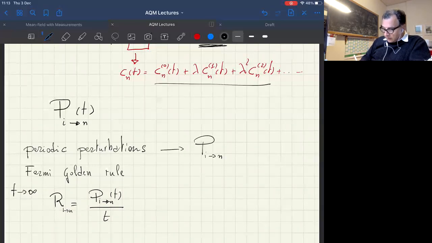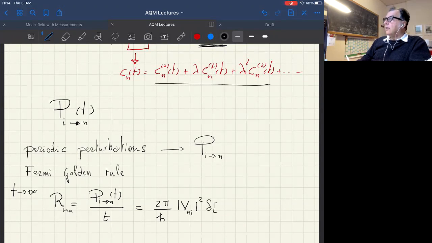And what we found was what is known as the Fermi golden rule, which says that this transition rate is nothing else than, and here I just put h bar because this is a celebrated formula, 2 pi over h bar, then you have a matrix element squared, and then you have a delta function of E0n minus E0i minus h bar omega. So this is the Fermi golden rule.